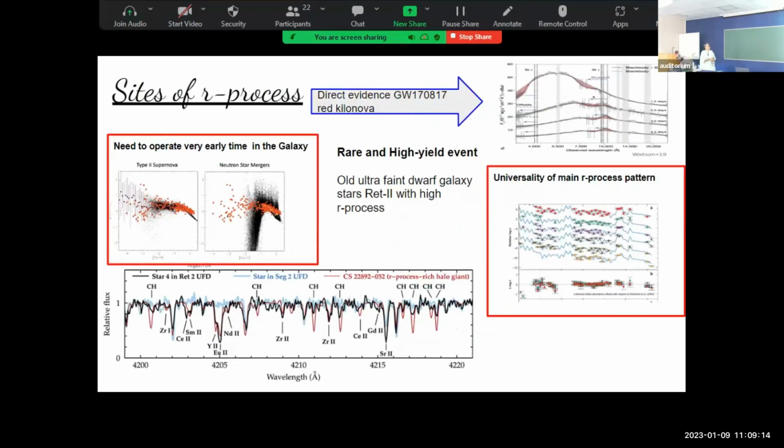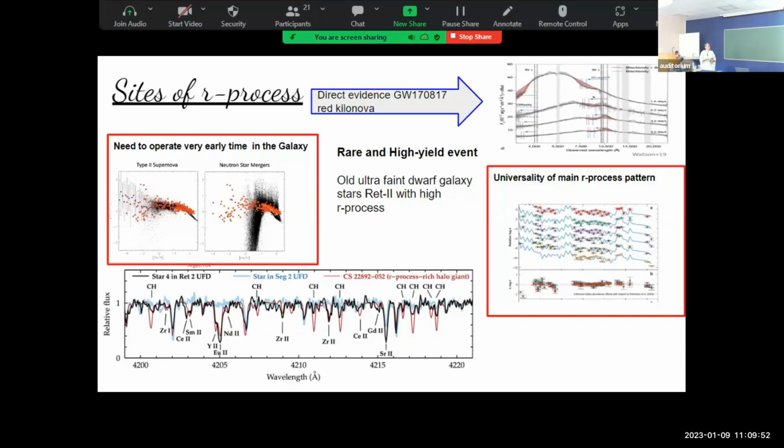So this is again just a slide to show the sites of the r-process. This is the model. The red points are the observations, and this is the theoretical. You can see there shouldn't be any enhanced barium or europium rich stars at metallicity below minus 2. But what we see is plenty of such objects. So we need a massive progenitor.